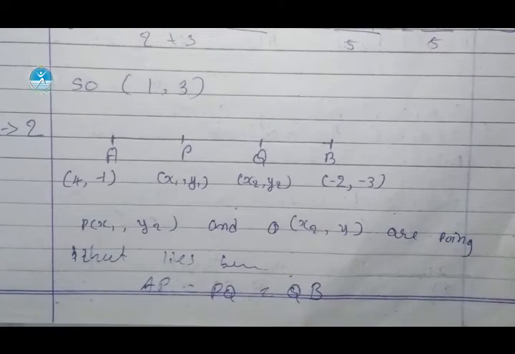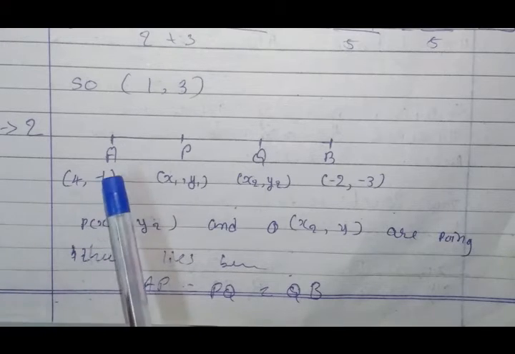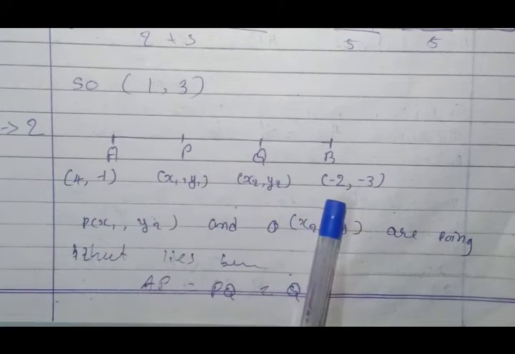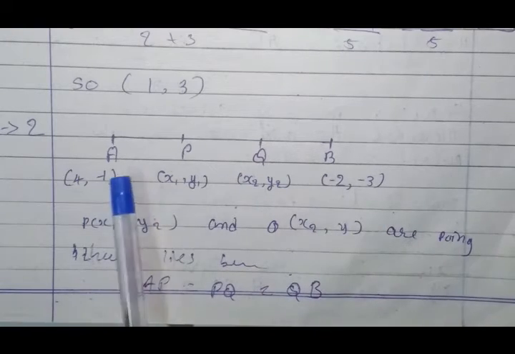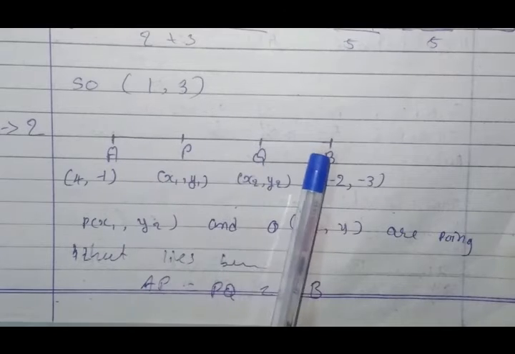Now question number 2. Find the coordinates of the points of trisection of the line segment joining 4 comma minus 1 and minus 2 comma minus 3. See here, AB is the line segment with A (4, minus 1) and B (minus 2, minus 3). Now we have to divide it into trisection. So we can take P and Q on it. That's why this line segment is divided into 1 part, 2 part and 3 part.